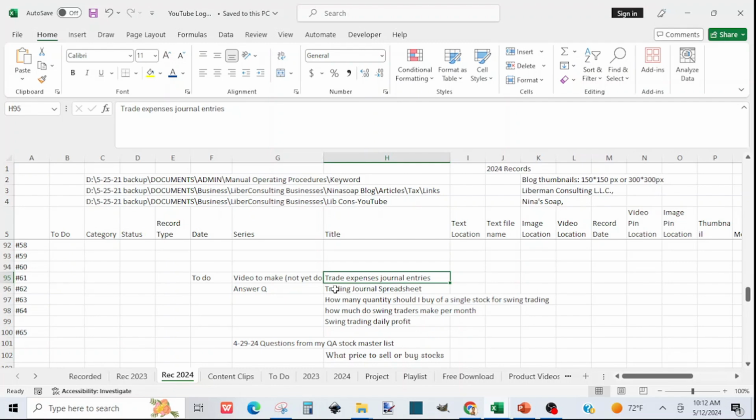So trading journal spreadsheet, how many quantity should I buy on a single stock for trading? How much do swing traders make per month? Because I'm going to be working with a spreadsheet, I can just show the monthly record. Swing trading daily profit is already on the same spreadsheet. I can create content for that as well.